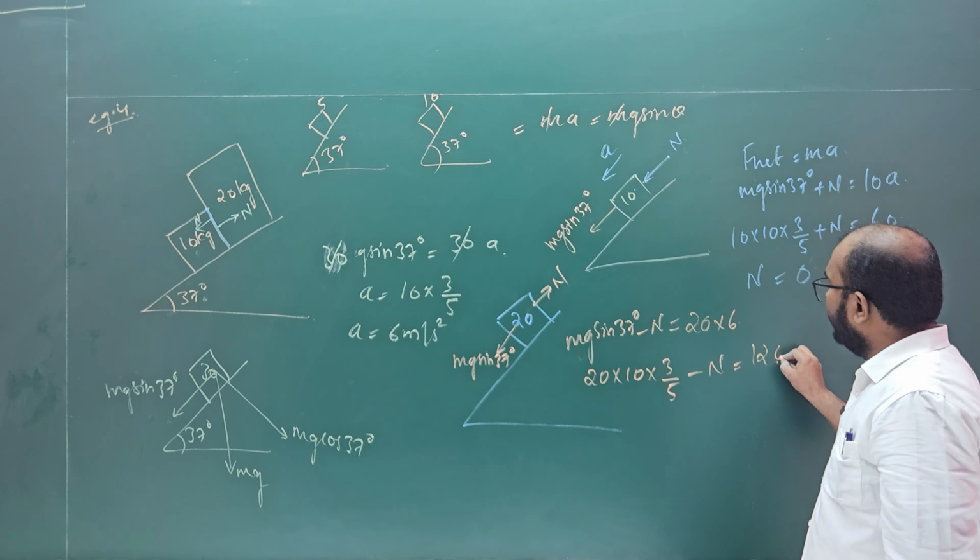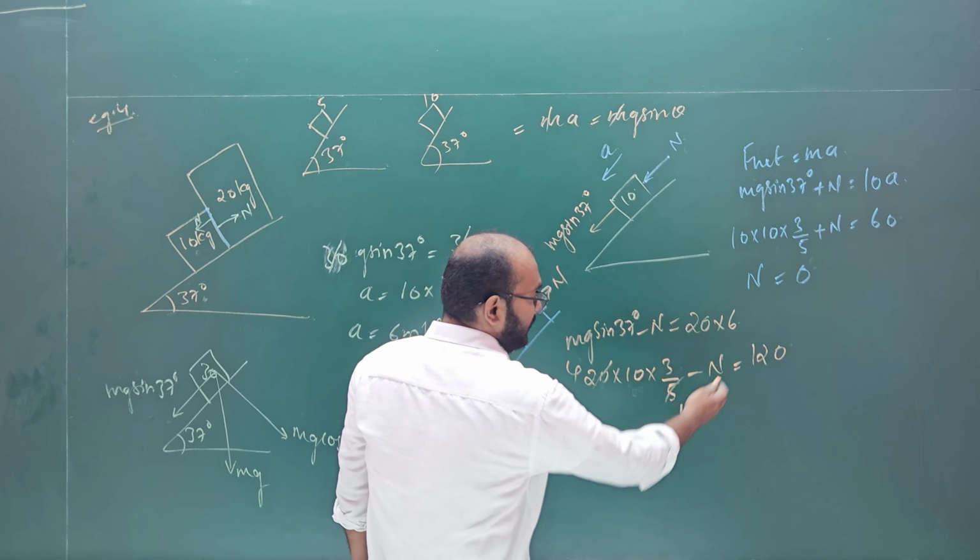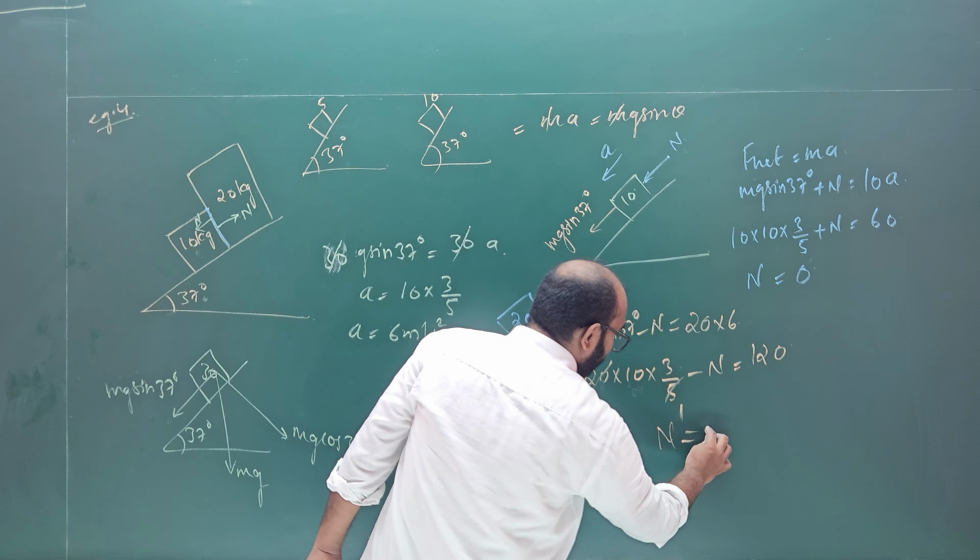Dividing by 5, this becomes 10 into 10 over 5, which is 40. So 40 into 3 is 120, and that is also 120. Again, the normal becomes 0.